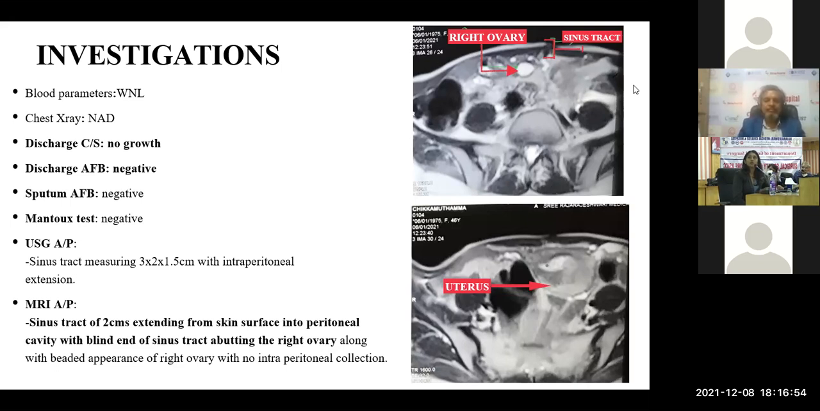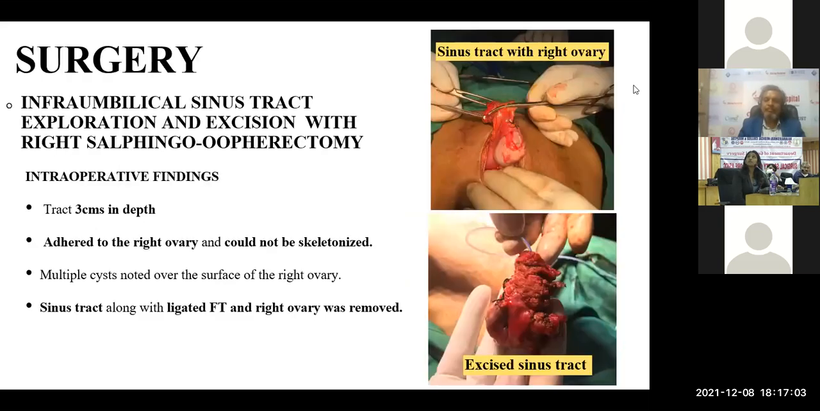MRI abdomen pelvis showed a sinus tract of 2 centimeters extending from the skin surface into the peritoneal cavity with the blind end of the tract abutting the right ovary. Surgery performed was an infraumbilical sinus tract exploration and excision of the tract with right salpingo-oophorectomy. Intraoperatively, the tract was 3 centimeters in depth and it was adhered to the right ovary and could not be skeletonized separately.